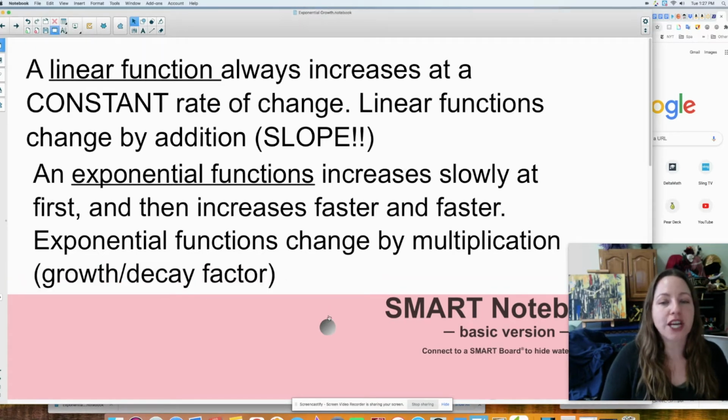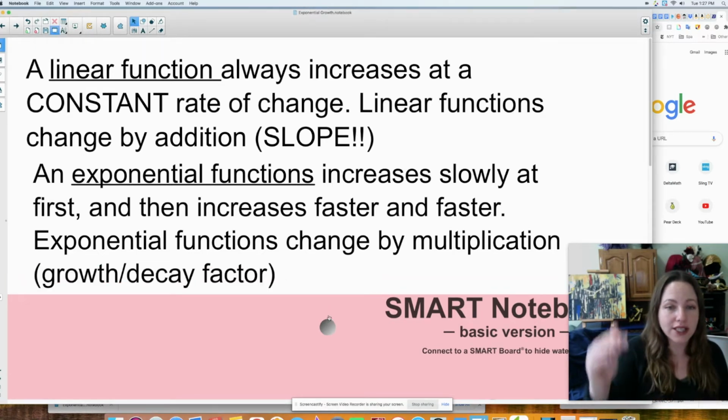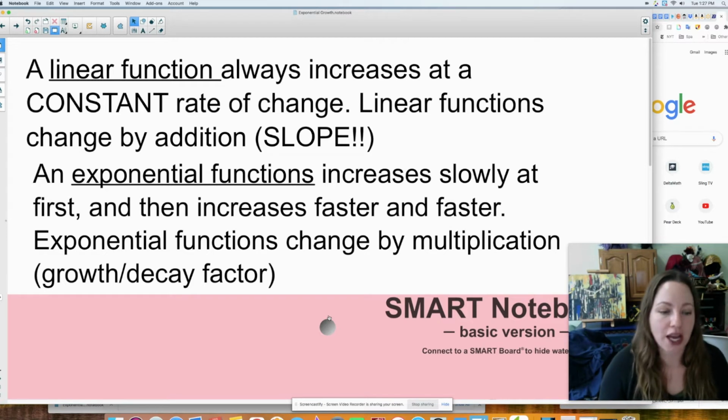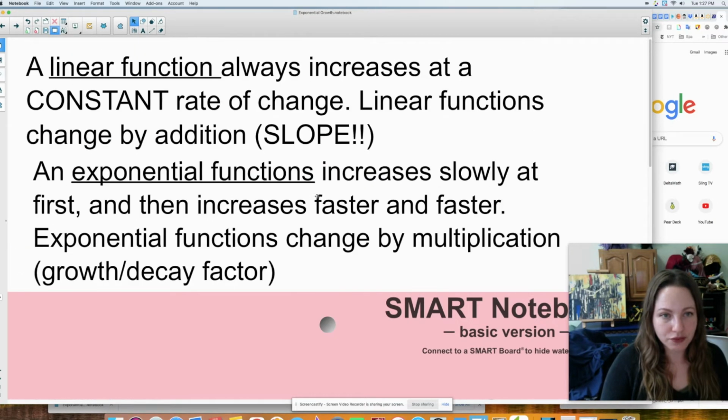Exponential functions change by multiplication. So if you're looking at the table, it multiplies each time, and that's called the growth factor. So growth or decay. Pause this, write it down.